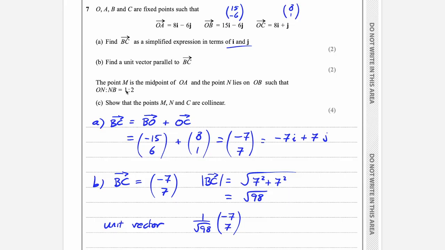You can write in terms of ij if you want, but that is perfectly fine. Okay, the point M is the midpoint of OA, and N lies on OB such that ON to NB is 1 to 2. Show that M, N, and C are collinear. Okay, so in this example, guys, I do want to draw this out.